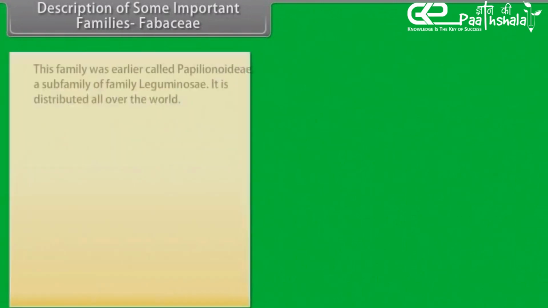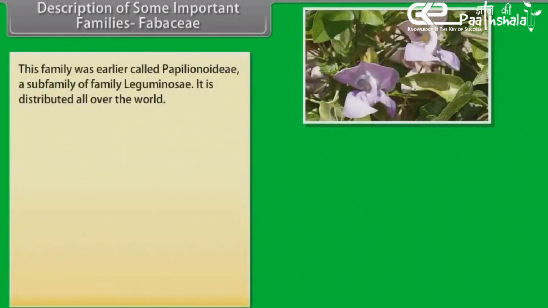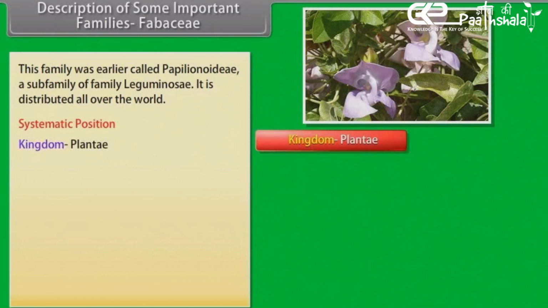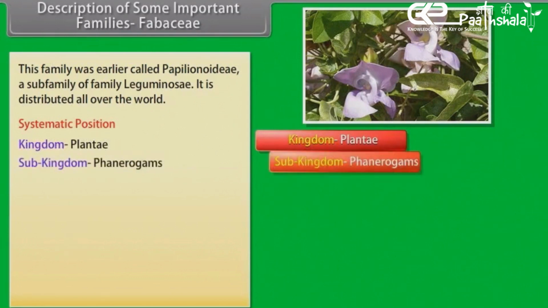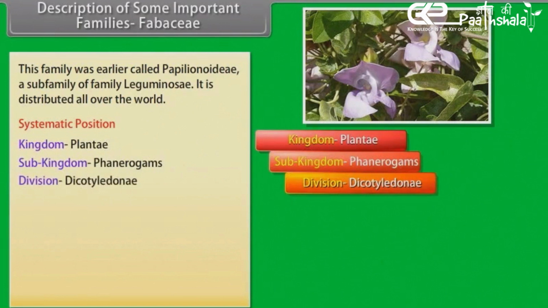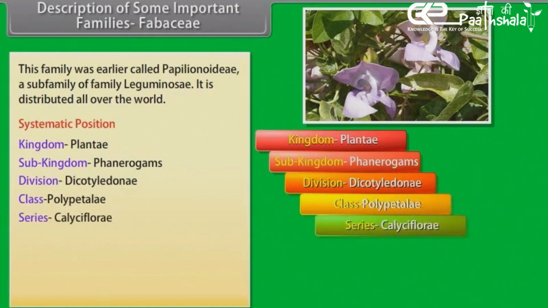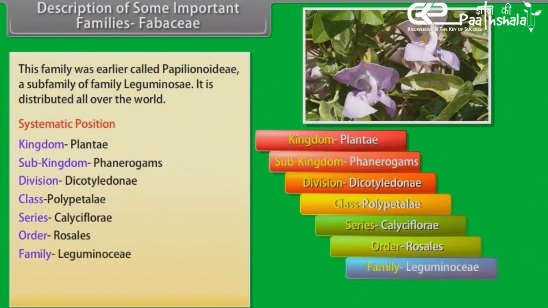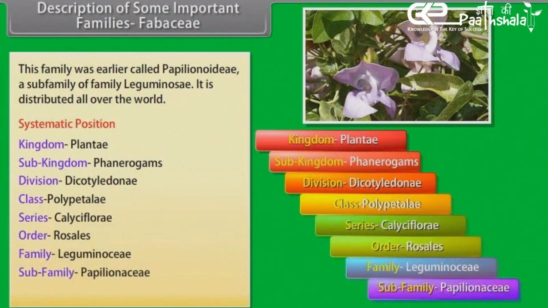Description of some important families. Fabaceae. This family was earlier called Papilionaceae, a subfamily of family Leguminosae. It is distributed all over the world. Systematic position: Kingdom Plantae, Subkingdom Phanerogams, Division Dicotyledonae, Class Polypetalae, Series Calyciflorae, Order Rosales, Family Leguminosae, Subfamily Papilionatae, Family Fabaceae.